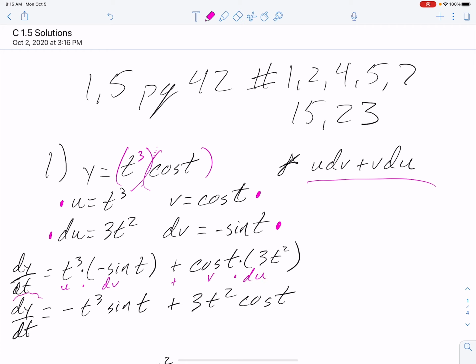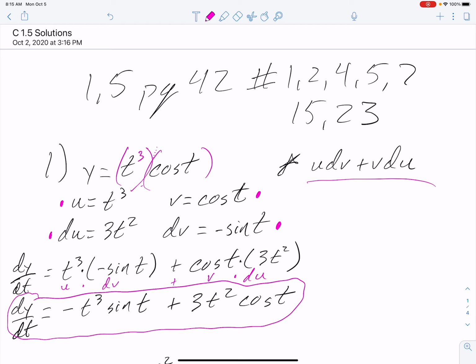And then I do just a little bit of simplifying. t cubed times the negative 1. I move the 3t squared to the front, and I've got my answer.